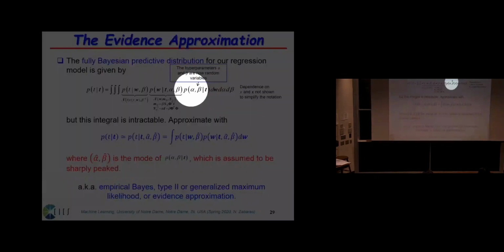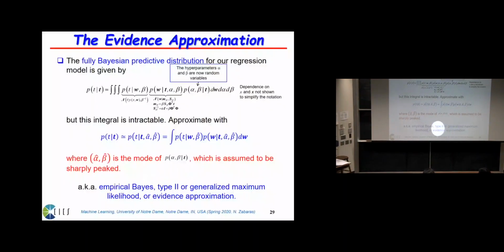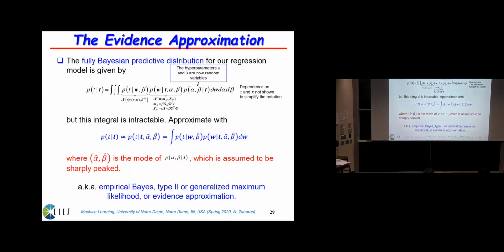This method, very fundamental to everything Bayesian, goes by multiple names. To make things easy, we call it the evidence approximation, empirical Bayes, type 2 maximum likelihood, or generalized MLE calculation. I think somewhere there was a slide that had all the different methods, but basically this is the evidence approximation. So now we have the difficult task of figuring out what alpha hat is and what beta hat is.